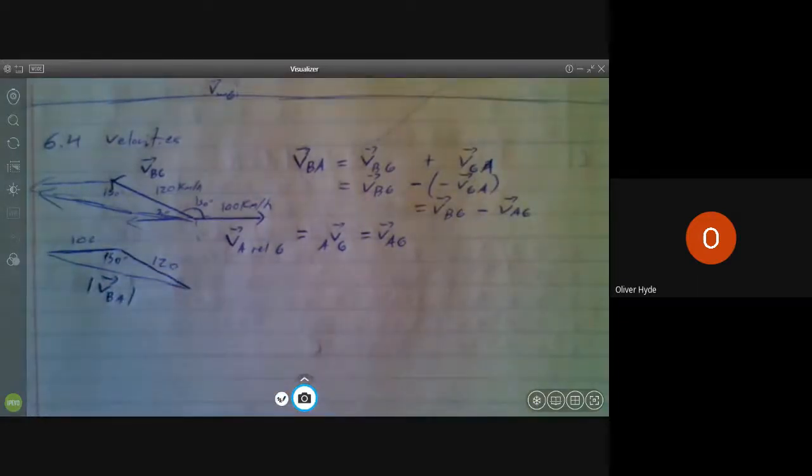Okay. And that's where I get my cosine law from in the lesson. See if you can follow that solution.